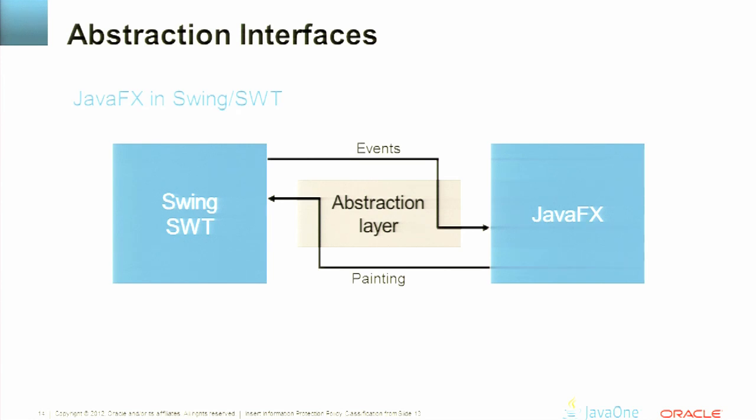If we have Swing or SWT as a hosting toolkit and JavaFX as a hosted one, we have flows of events and graphical content going between them, and these flows pass through the abstraction layer. This is the piece which requires more coding, as I said, for the lightweight approach. When the events go from the host toolkit, they dive into the abstraction layer where they are converted into the format that is recognized by JavaFX. And in reply, JavaFX generates the graphical representation of the scene and passes it through the abstraction layer back to the host toolkit. So having the abstraction layer, it's possible to embed JavaFX in almost any UI toolkit of yours.